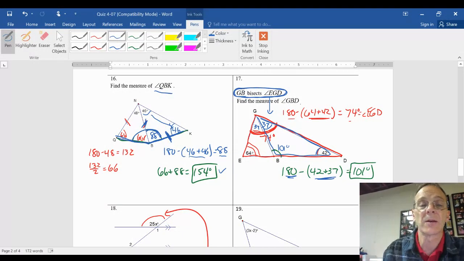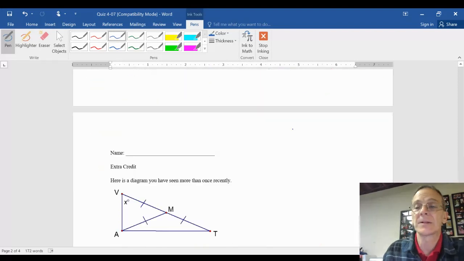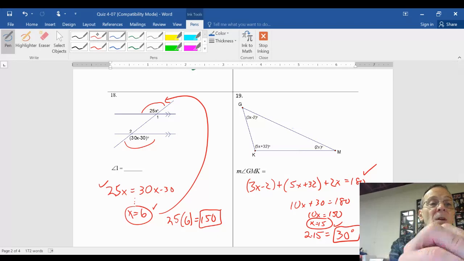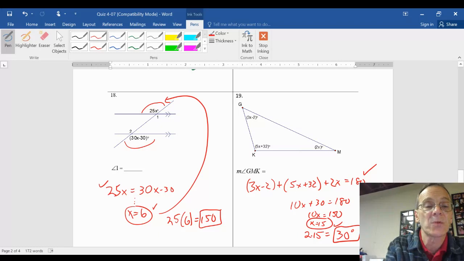I think these last two problems here, are they? Yes, last two problems that I put on the quiz. Number 18. What you had to tell me for the first point on the Canvas quiz part was that 25x is equal to 30x minus 30. That got you the point on the quiz.